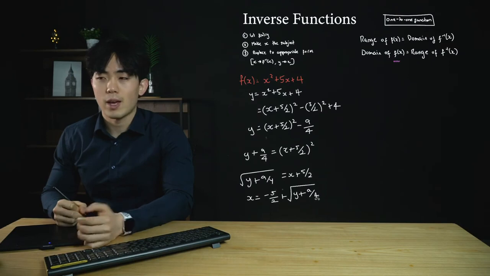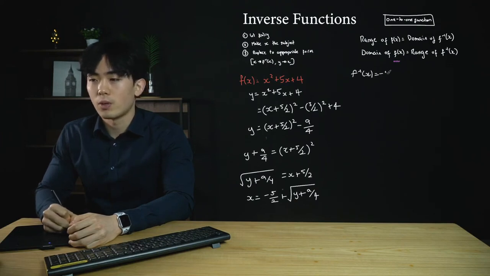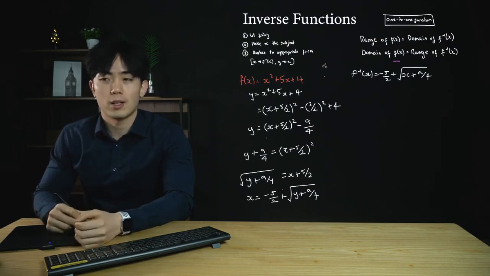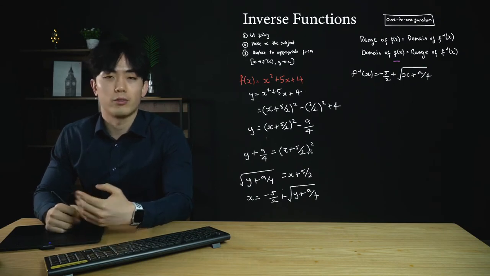So we've replaced it back with x, and now just replace it into an appropriate form. So your inverse function, f of minus 1 of x, will be equal to minus 5 over 2 plus the square root of x plus 9 over 4. So this is your inverse function. If you're met with a quadratic equation like this, all you have to do is try and complete the square, and then you can rearrange for x.